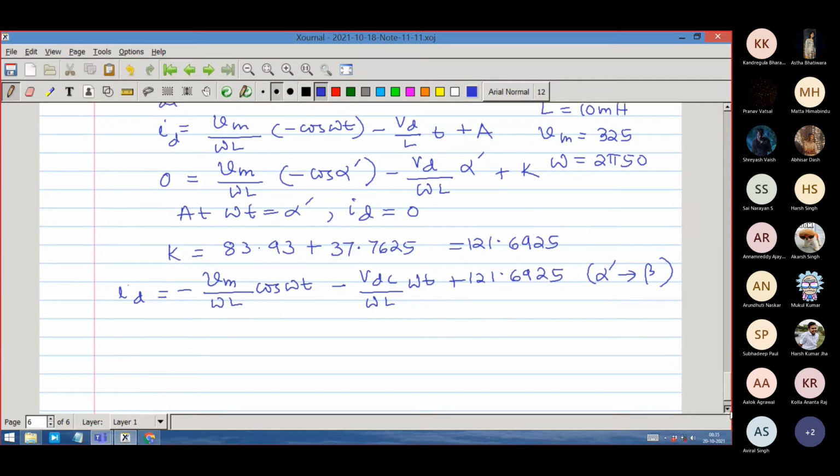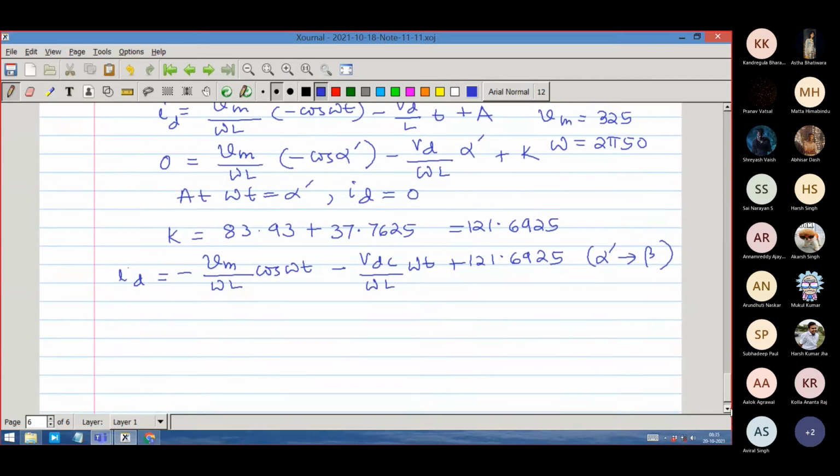So to do that, we will have to put Id is equal to 0 again, and find out that value. So what we'll do is we'll put 0 is equal to minus Vm by omega L cos beta minus Vdc by omega L, beta plus 121.6925. That is 0 at omega t is equal to beta. Id is again 0. So from that we get this.